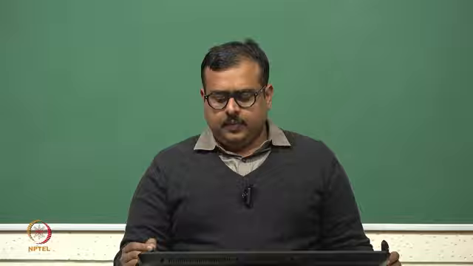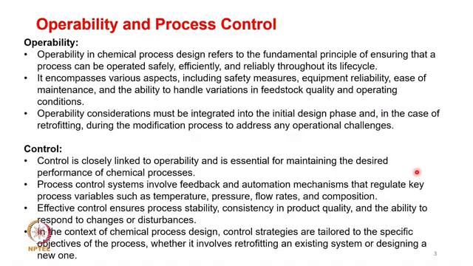Now, coming to process control. Control is also very closely linked to operability, and it is essential for maintaining the desired performance in the chemical process. One cannot just say that I have designed the equipment, I have installed it, and it's no more my responsibility to get the product out of it. It should not happen on its own. But control and operability, when you integrate them with the design, give you a synergistic approach to reach the desired product in an optimal fashion.